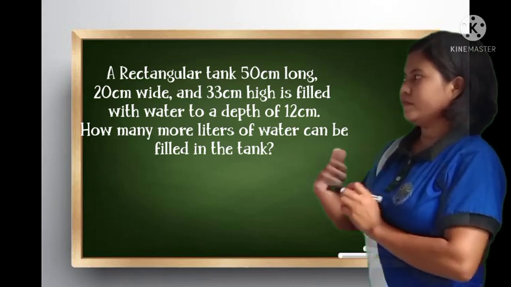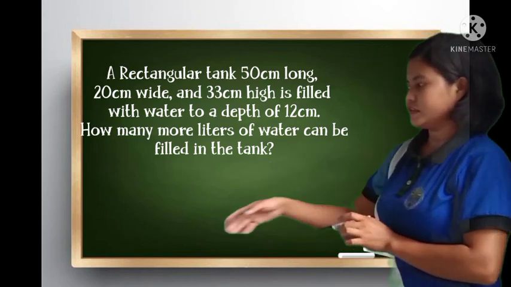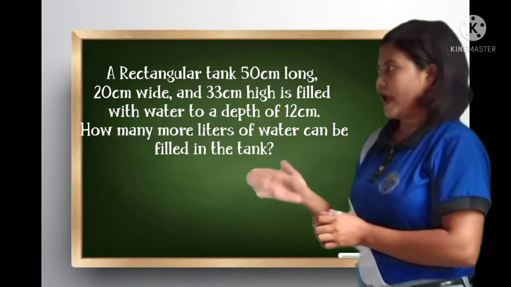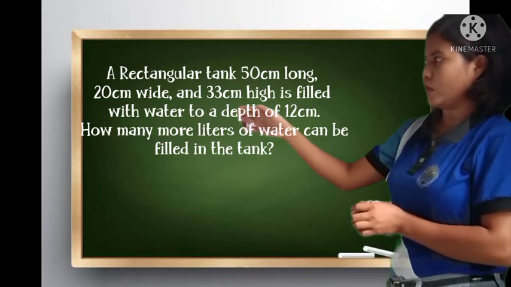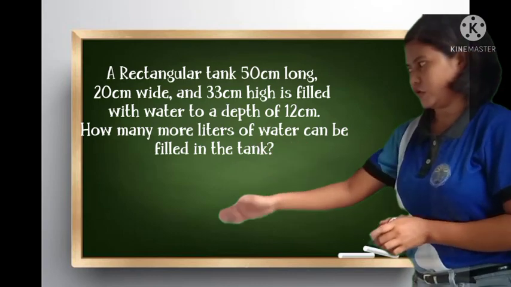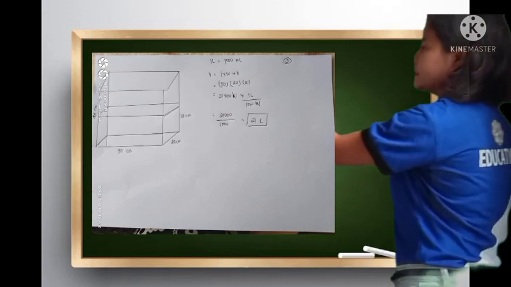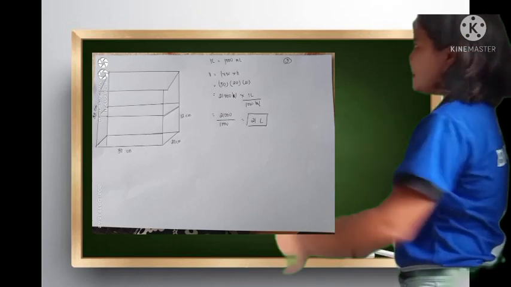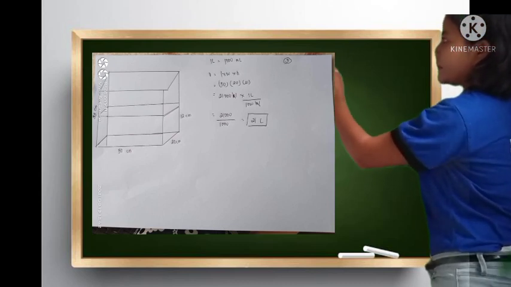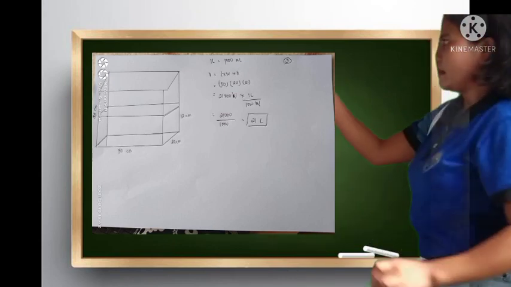Now, let's move to the last problem. A rectangular tank, 50 cm long, 20 cm wide, and 33 cm high is filled with water to a depth of 12 cm. How many more liters can be filled in the tank? Ayan. Sa volume of water, ang ating formula is area base times height. So, ang isang liter is equal to 1,000 milliliter. So, magagamit natin ito mamaya pag kinompute na natin siya. So, ayan. Volume is equal to length times width times height.